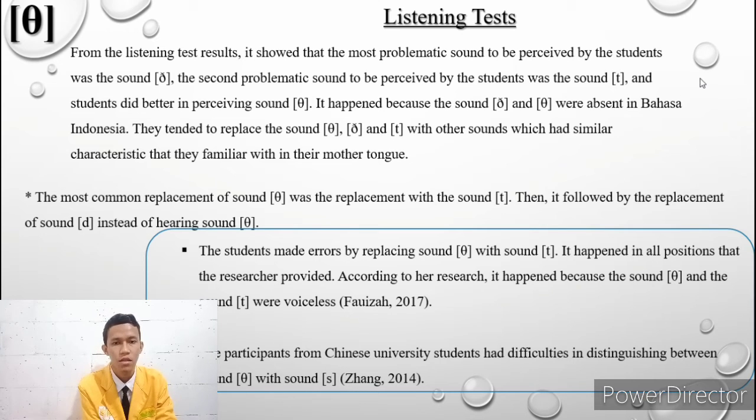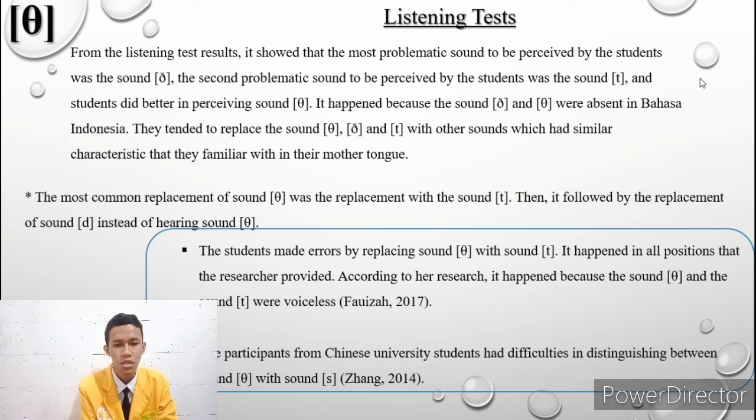This finding was related to a study conducted by Fauzia 2017, who did research about pronunciation problems among Japanese students. She found that the students made errors by replacing the sound th with ta. It happened in all positions. It happened because the sound th and the sound ta were voiceless.